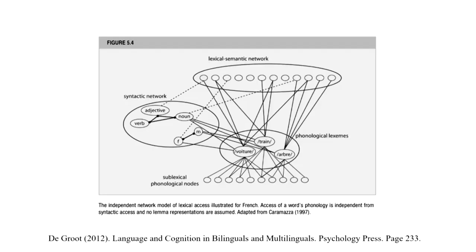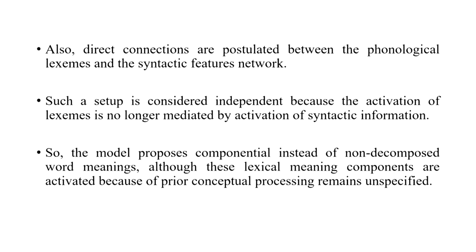Here you can see Caramazza's independent networks model. You can see the lexical semantic network contains distributed representations of the meaning elements, and they activate the phonological lexemes, which further activate the sublexical phonological codes, but which are also coordinating with the syntactic network, which has information about the syntax of these to-be-activated words. So what we see is that direct connections are postulated between the phonological lexemes and the syntactic features network, and such a setup is considered independent because the activation of lexemes is no longer tied to the activation of semantic information. This is happening independently.